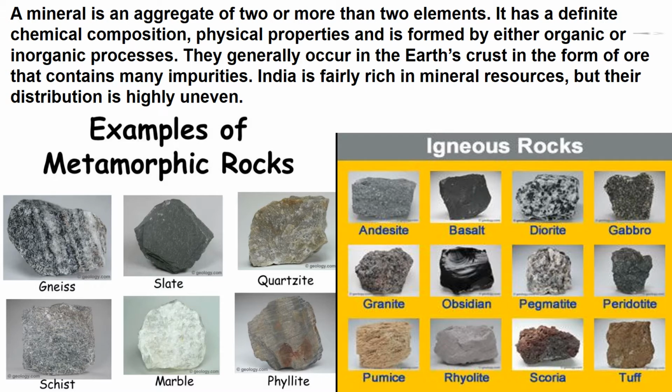Introduction of minerals. A mineral is an aggregate of two or more elements. It has a definite chemical composition, physical properties, and is formed by either organic or inorganic processes. They generally occur in the Earth's crust in the form of ore that contains many impurities. India is fairly rich in mineral resources, children, but their distribution is highly uneven.